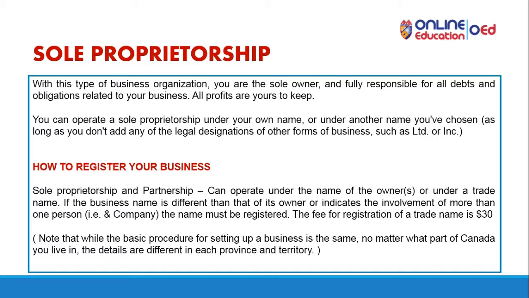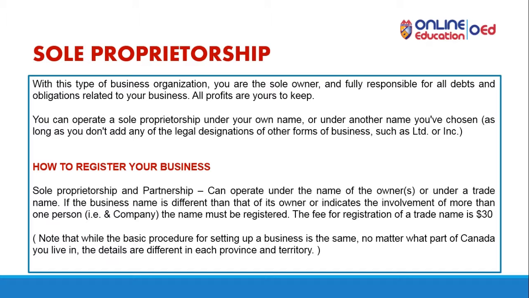Alright, so sole proprietorship, it says here that you are the owner of the business and all the profit are yours to keep. So I think based on the definition, this one is the simplest form of business structure, the smallest form of business structure. So how are we going to register your business if you are planning to establish your own business?